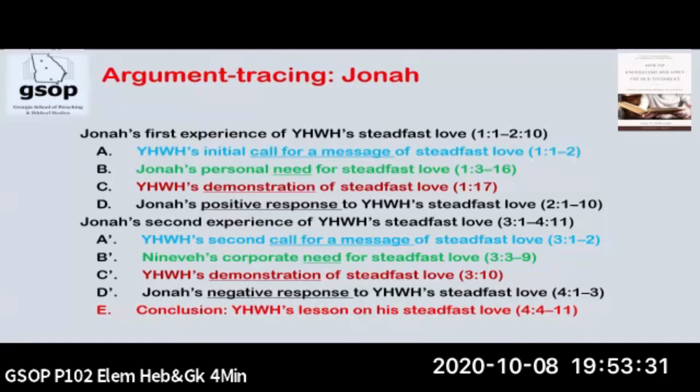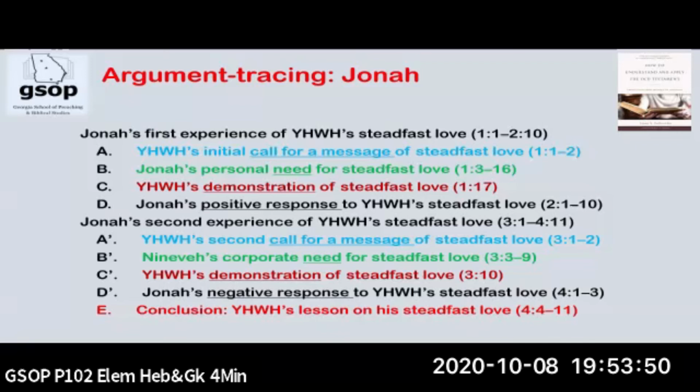And so in the first experience, C, God's demonstration of his steadfast love is in verse 17. What happens in verse 17? The great fish comes and takes Jonah and saves him from the depths of the sea.